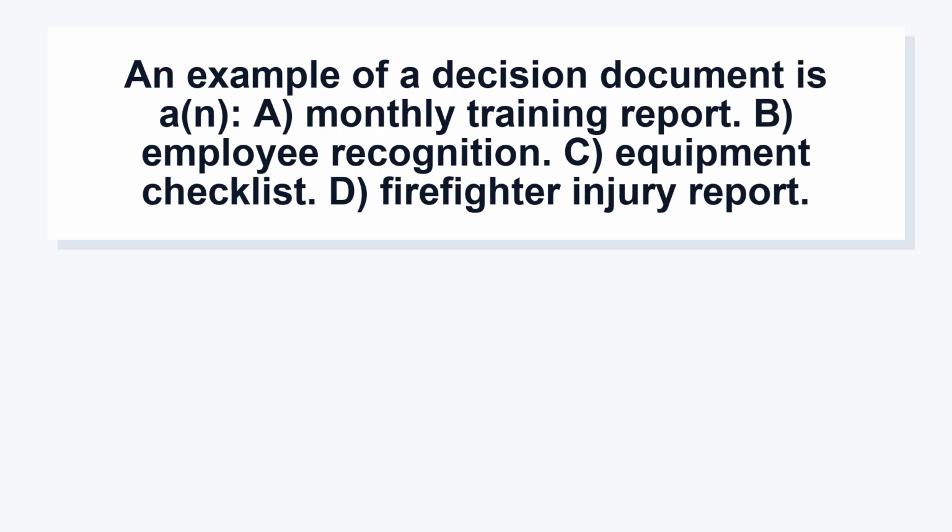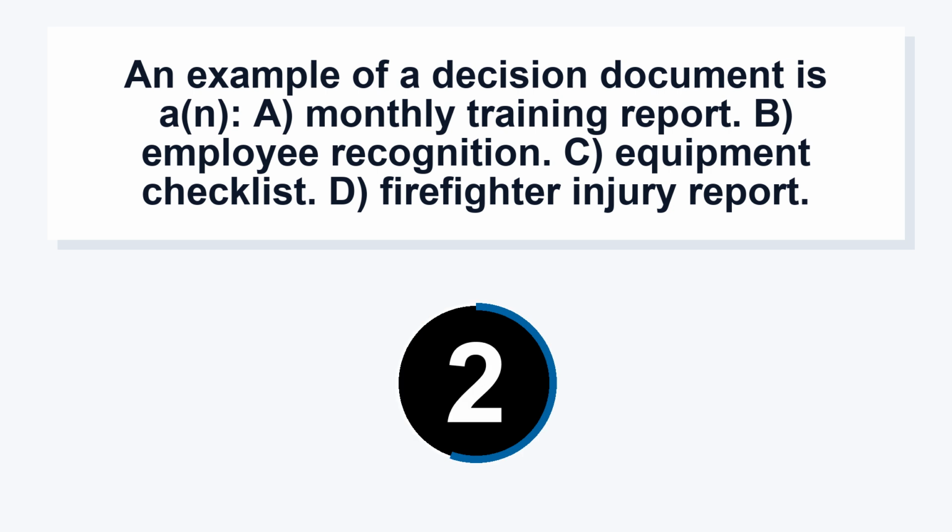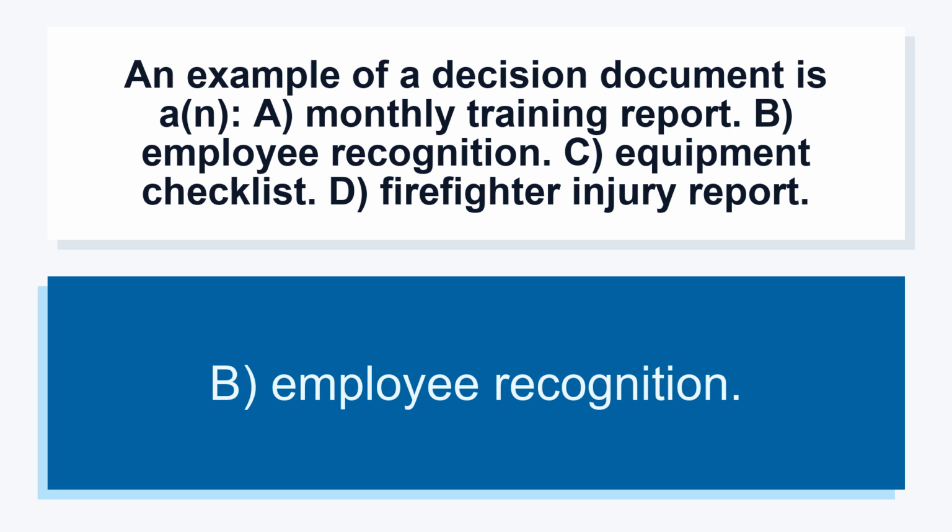An example of a decision document is A. Monthly training report. B. Employee recognition. C. Equipment checklist. D. Firefighter injury report. B. Employee recognition.